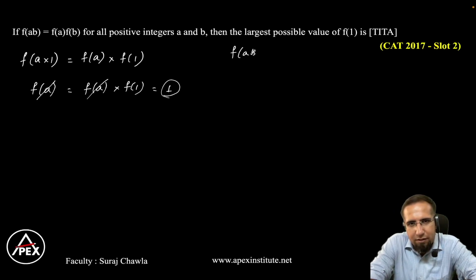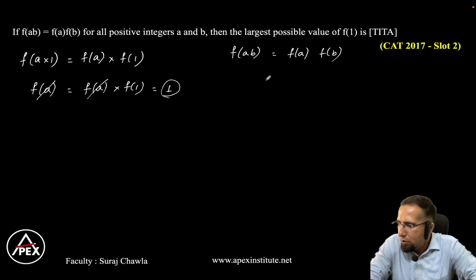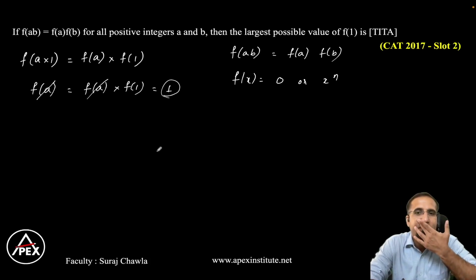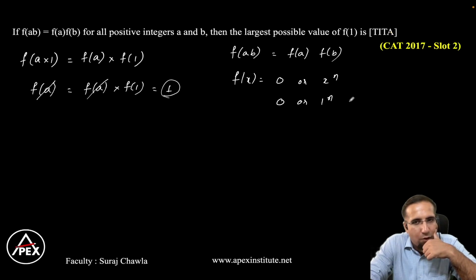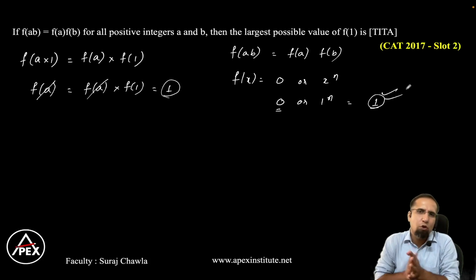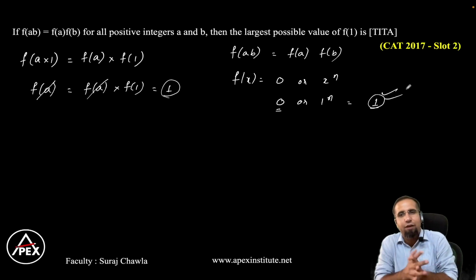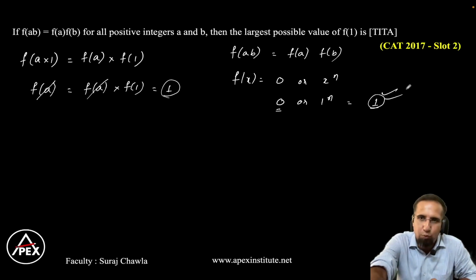Whenever you have a function like this, f of a into b is equal to f of a into f of b, in that case you can remember that the largest possible value of f of x will be either 0 or x to the power n. So you want the value of f of 1, so either f of 1 is equal to 0 or it is 1 to the power 1, and 1 to the power 1 is always 1. So among 0 and 1, if I want the largest possible value, the largest possible value is always equal to 1. So you can remember this shortcut and eventually get to your answer in the examination as well.